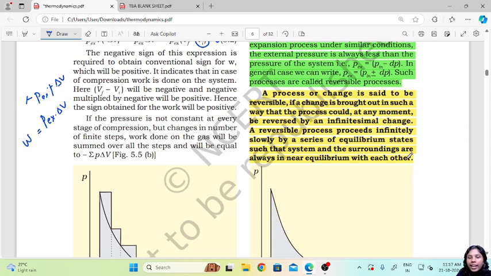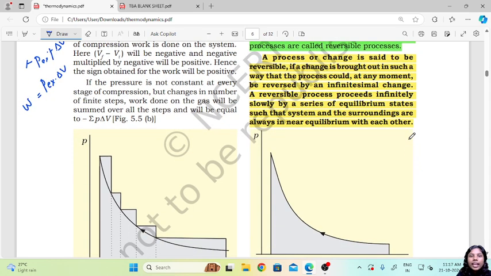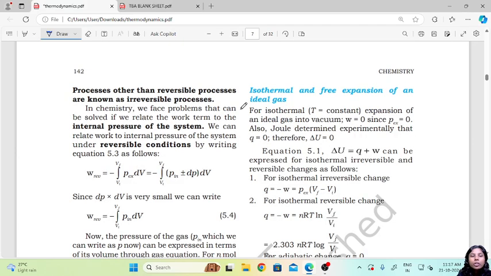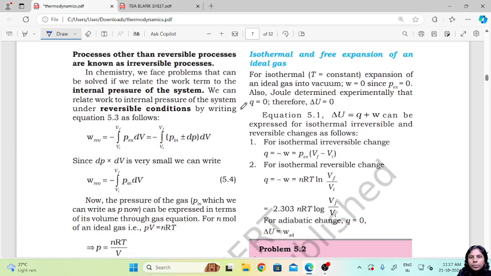They are infinitesimally small and therefore very close to the equilibrium state, as in they are very near to the equilibrium state. They might not always be at the equilibrium, but they will be in and around the equilibrium state. So processes other than the reversible processes become the irreversible processes.